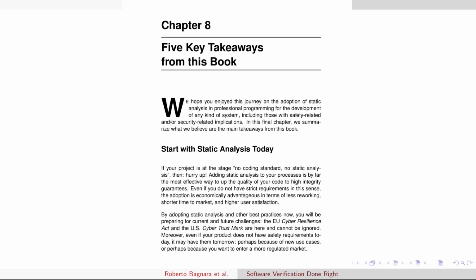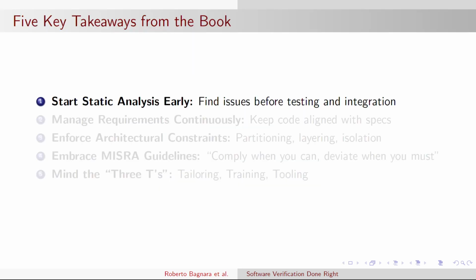The last webinar in the series is based on the last chapter in the book, which ends with 5 key takeaways. First one, start static analysis as early as possible. If you didn't start already, we will show you how to do this effectively. Then manage requirements continuously to make sure that your code is aligned with specs and in order to comply with safety and security coding standards.